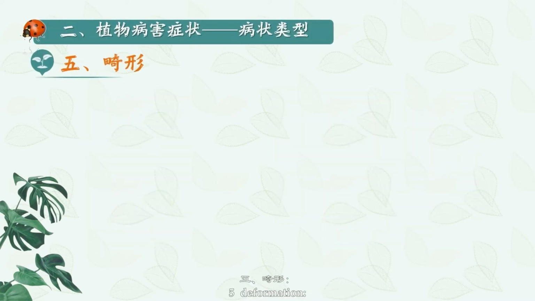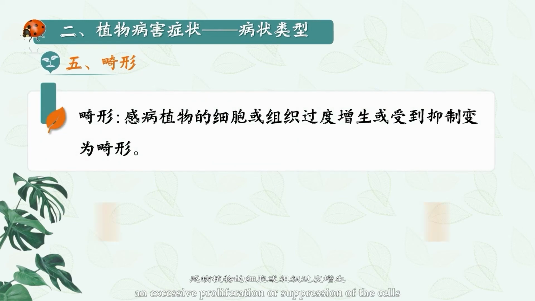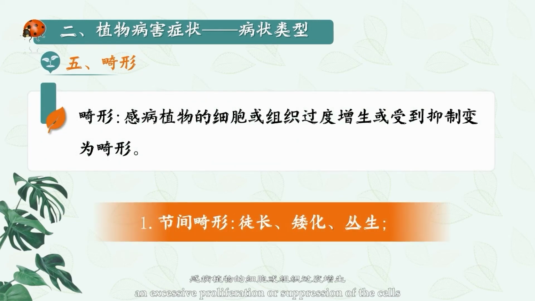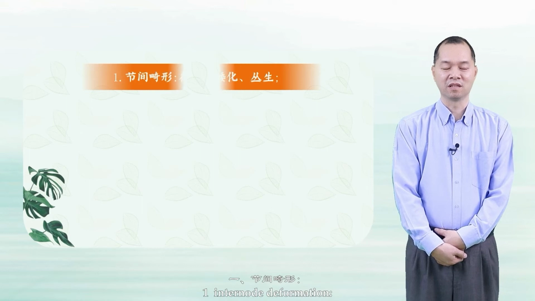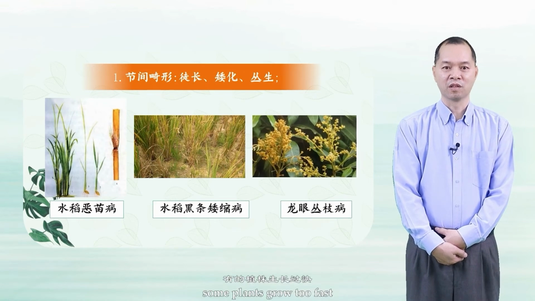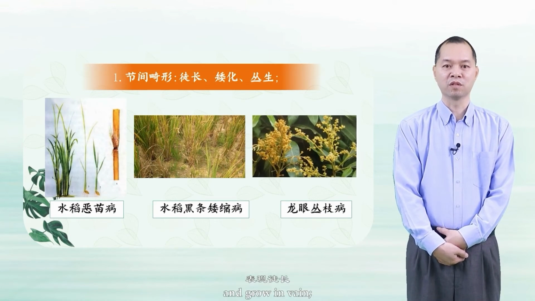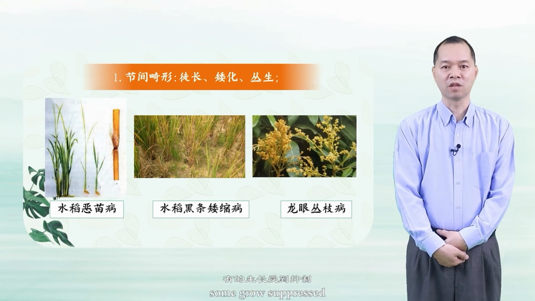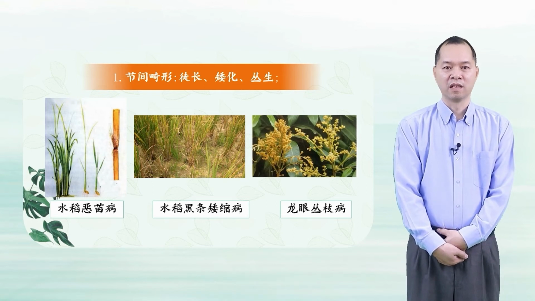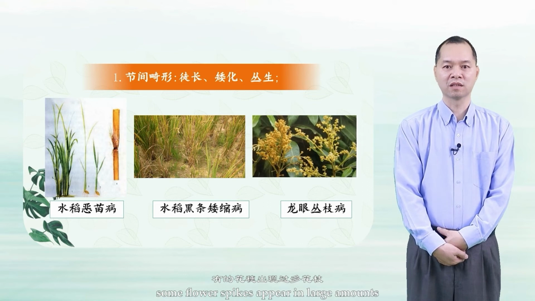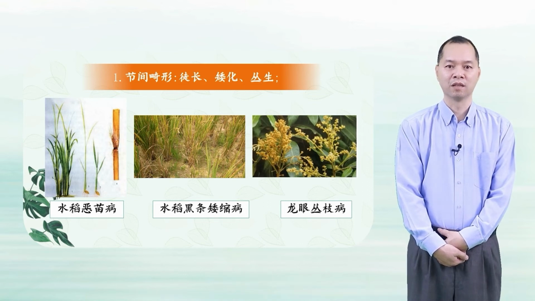5. Deformation. An excessive proliferation or suppression of the cells or tissues of a susceptible plant causes them to become abnormal. Main manifestations are as follows. First, internode deformation. Some plants grow too fast and grow in vain. Some grow suppressed and grow low. Some flower spikes appear in large amounts, and some flower branch bundles are in clump shape.